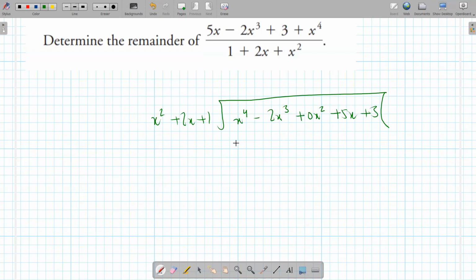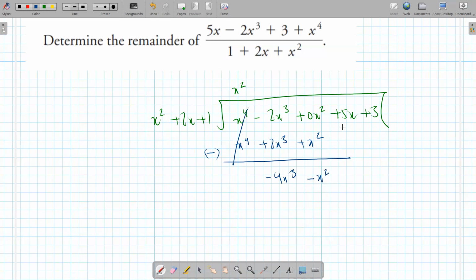X squared times something is x4. What is that? X squared. So that's our quotient up there. And now you gotta multiply x squared with everything. So x squared times x squared is x4. 2x times x squared is plus 2x3. Plus 1 times x squared is just x squared, right? And then we subtract. So x4 minus x4 gone. This minus this becomes minus 4x3. And 0x squared minus x squared becomes minus x squared.